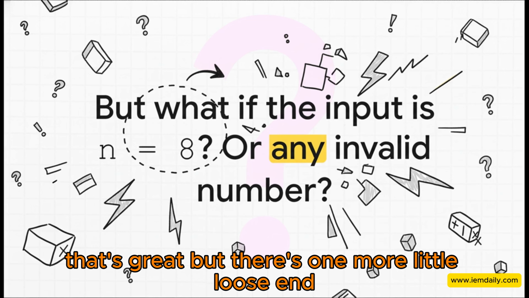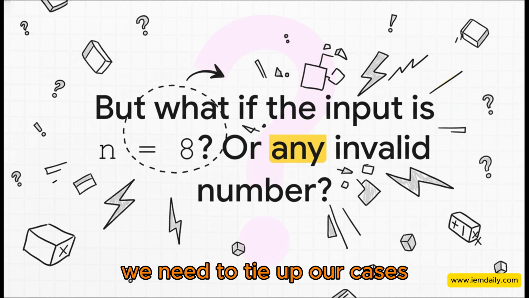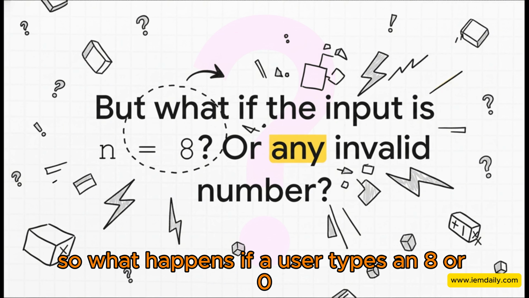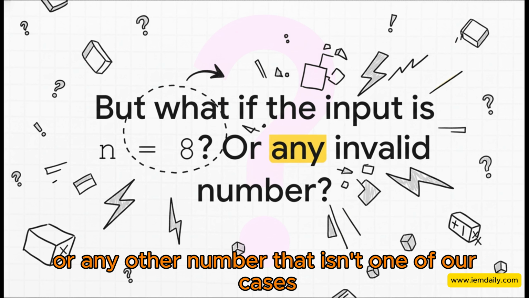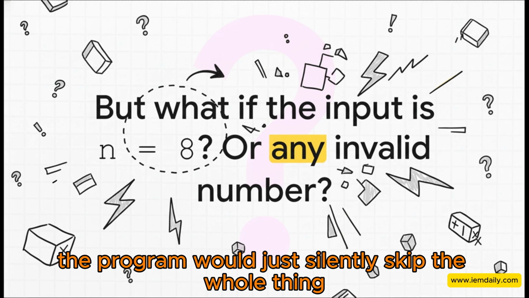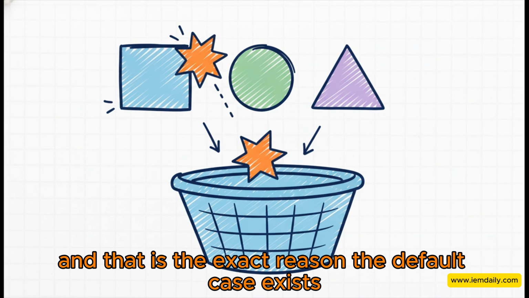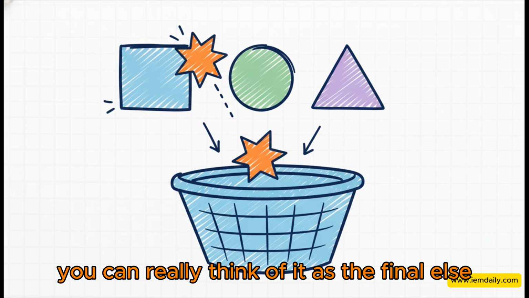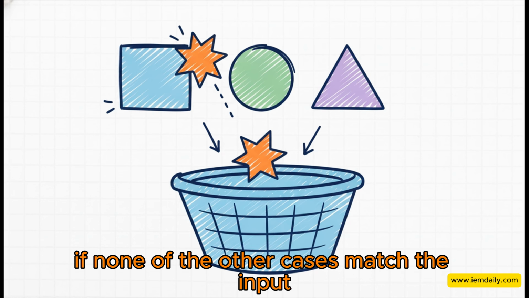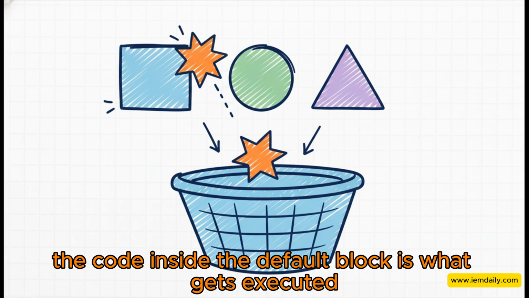That's great. But there's one more little loose end we need to tie up. Our cases only handle numbers from 1 to 7. So what happens if a user types an 8 or 0 or any other number that isn't one of our cases? As it stands, nothing. The program would just silently skip the whole thing. And that is the exact reason the default case exists. You can really think of it as the final else in an if-else chain. If none of the other cases match the input, the code inside the default block is what gets executed.